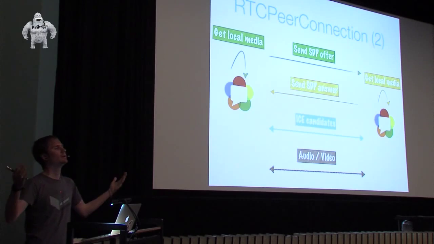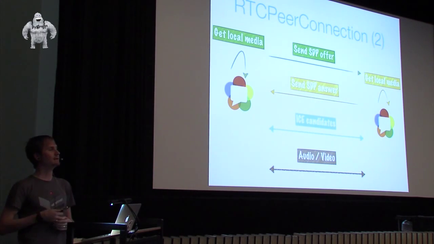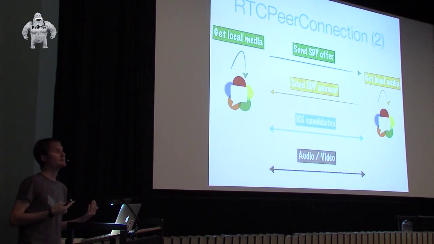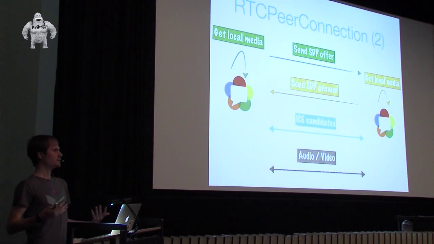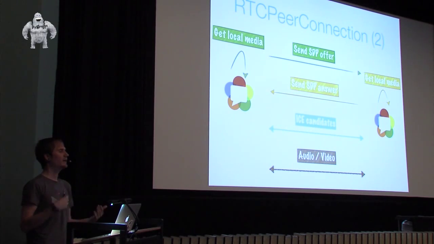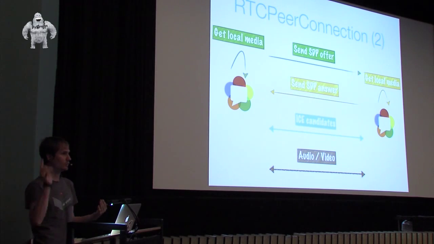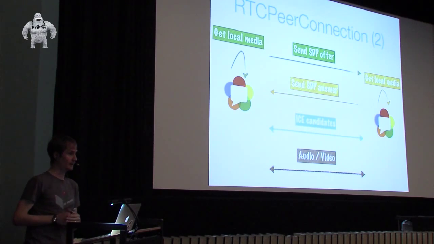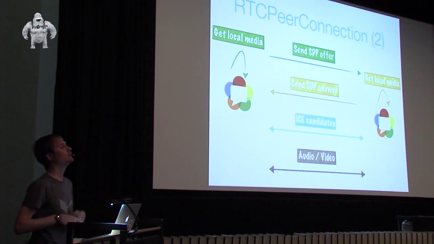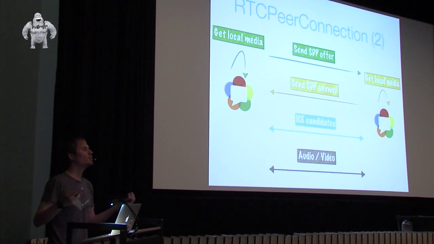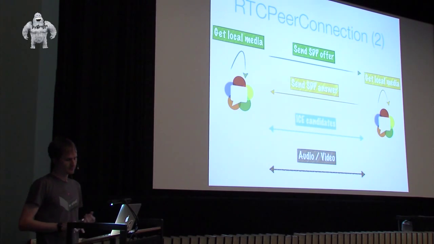Now, both of them know what their capabilities are, then they need to exchange ICE candidates. At this phase, they do connectivity checks, and they find the media path. So if we're in a local LAN, we might be able to do it peer-to-peer, but if there's a NAT environment, we might need to go through an external relay to bypass the NAT. And after the ICE checks have been done, and both endpoints know where the media is going to be, then audio and video can flow.